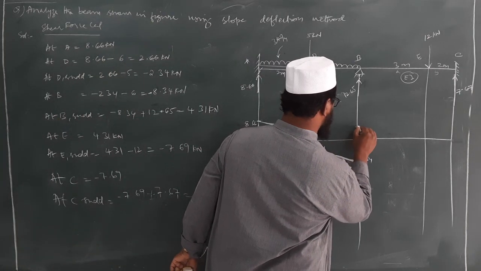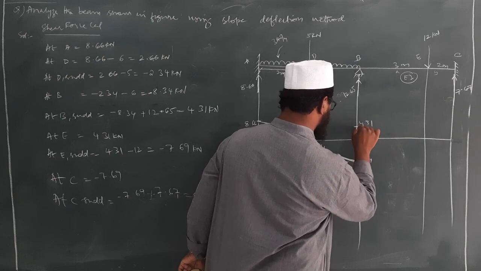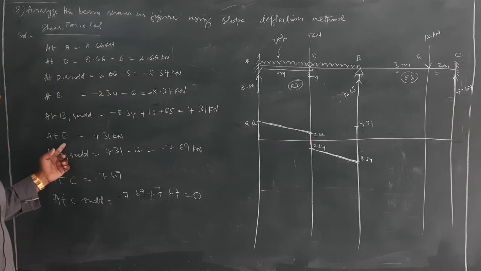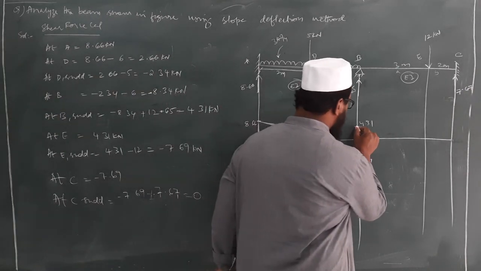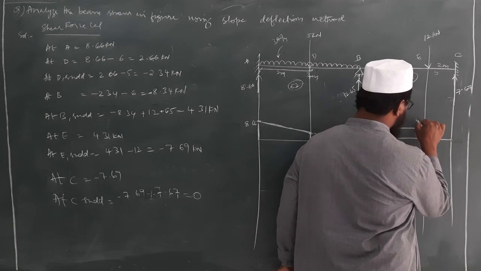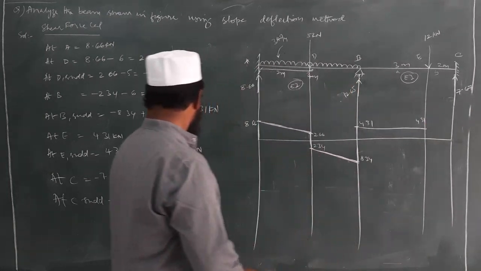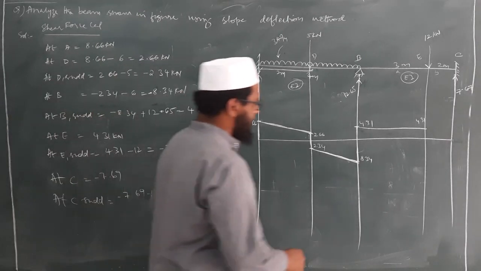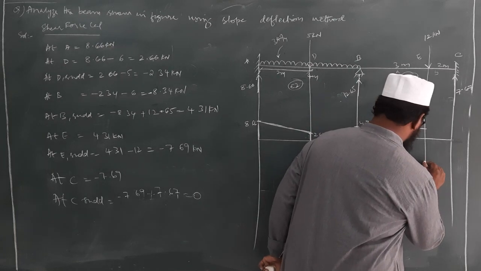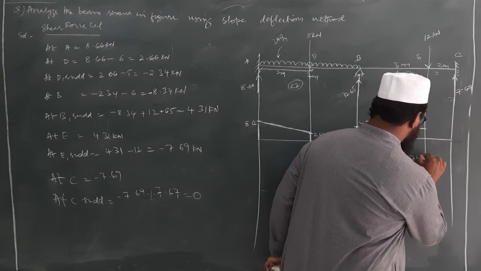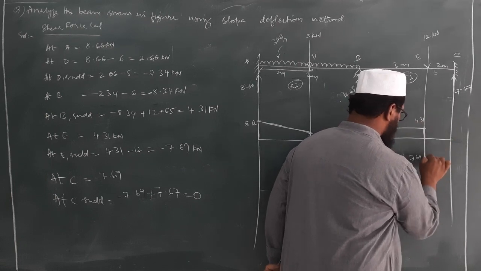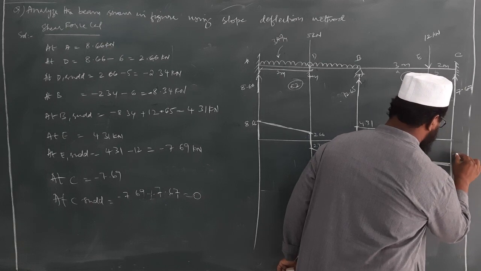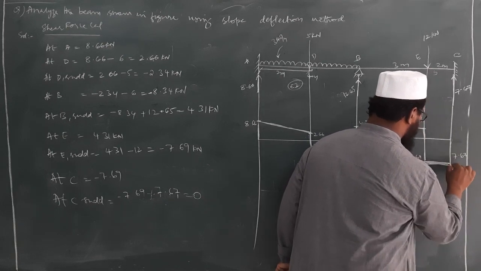So below 8, 4.31. Next at E 4.31. No load. So 4.31 like this. Next what happened? At E suddenly it came down to minus 7.69. 7.69 somewhere above 8.34. 7.69. Then it came to 7.67 or 69. Both are same.